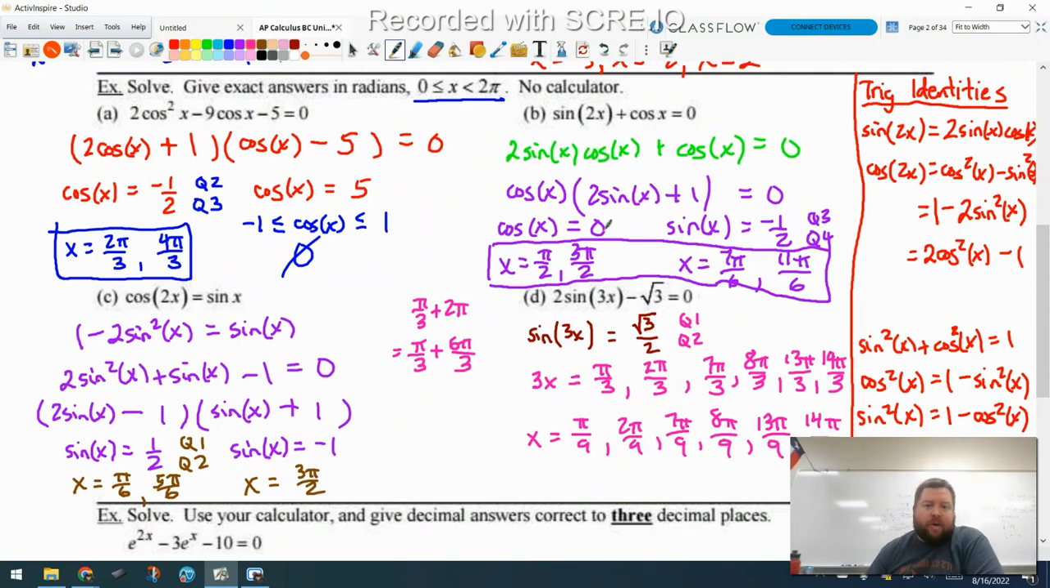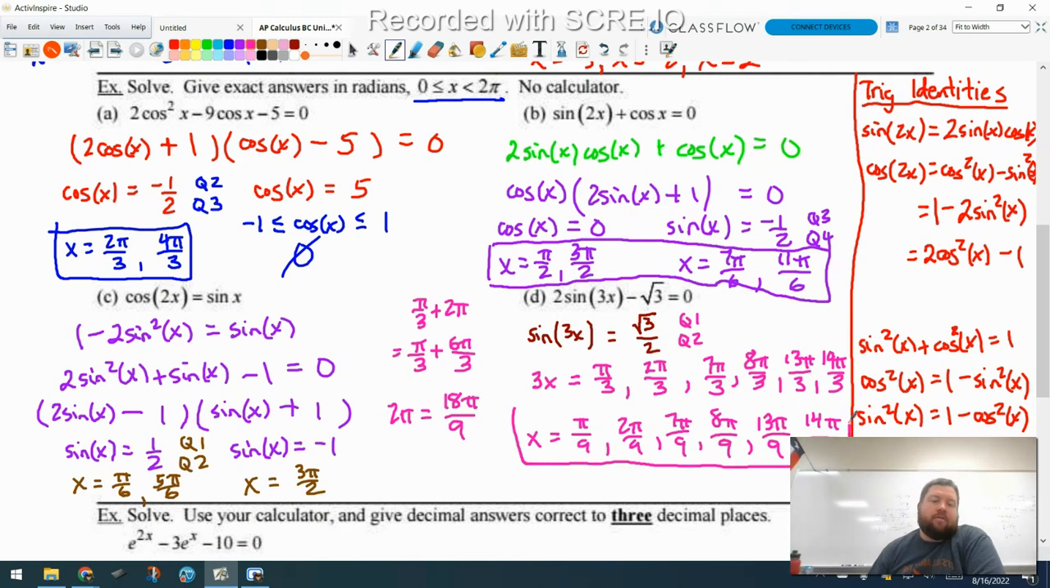And 2 pi, if you get this over 9, see all of our answers are over 9, 2 pi is equal to 18 pi over 9. So as long as our answers are smaller than 18 pi over 9, they are in the interval. You can try it one more time, add another 6 pi over 3, but you can see if you add 6, you're going to get 19 pi over 3, which even if you divide by 3, you'll end up with 19 pi over 9, and that's too big. So that's how we know we're done.